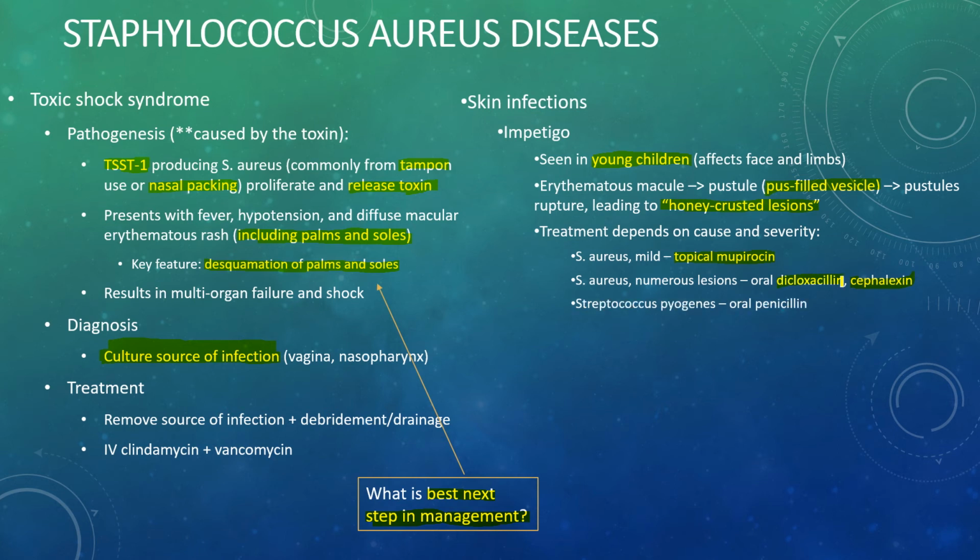If you have Streptococcus pyogenes causing the impetigo, remember, Strep pyogenes is sensitive to penicillin, while Staph aureus isn't. So if you know the diagnosis of Strep pyogenes, you can give oral penicillin.